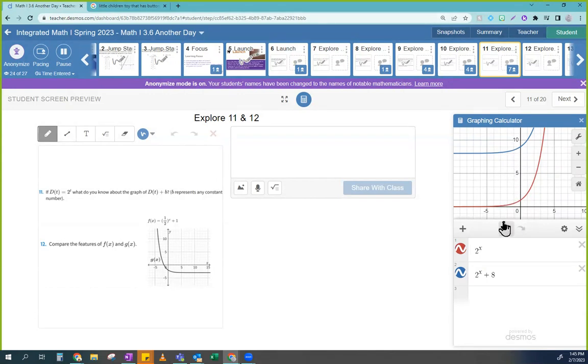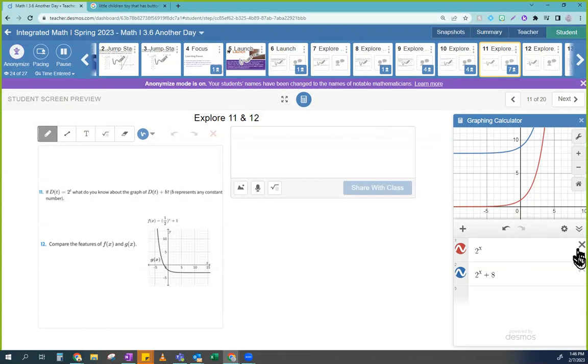And you guys are like, but wait, Ms. Johnson, functions can move? Yes. Look, I just moved them. Or actually you guys did. I just listened to what you said. Compare the functions f of x and g of x.